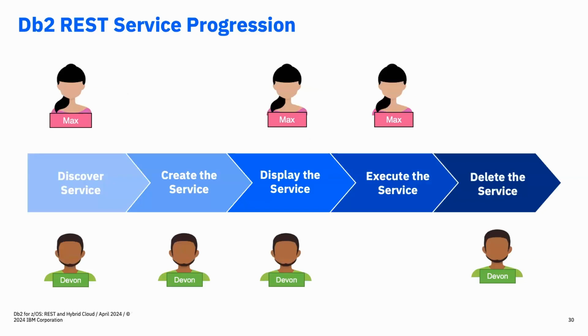So here's kind of the progression that we see for using DB2 REST services. Not exactly a straight line, but here's the narrative of it. Max, our mobile app developer, and Devin, the DBA and DB2 app developer, will both have the authority to discover services, look at what already exists, see what's out there. Devin's going to be the one with authority to create the service. Both of them can look at it. Max, as the mobile app developer, is going to be executing it. And then Devin will have the authority to delete it, similar to the create authority.